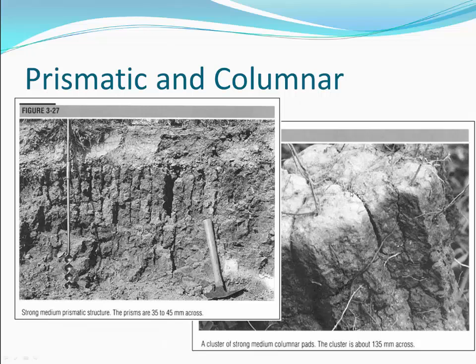This is because in order to form these rounded tops to the prisms, we need to have sodium in the soil. That sodium causes physical and chemical problems that make this soil on the right not as good as the one on the left. So we don't see much columnar structure in Virginia, but if you do see that, then it's an indication of poor soil health.